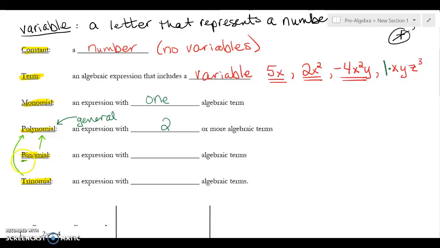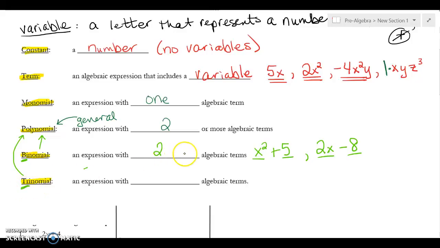A binomial, you see that prefix bi, it's like a bicycle, and it has 2 terms. And so a binomial would be something like x squared plus 5, 1, 2 things. 2x minus 8, 1, 2 things, okay? So whenever I'm splitting up something with a plus or a minus and I have 2 terms, that is a binomial. A trinomial, back to our things with wheels, a trinomial, oops, can't find it.